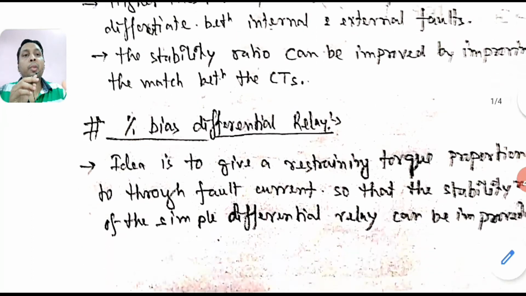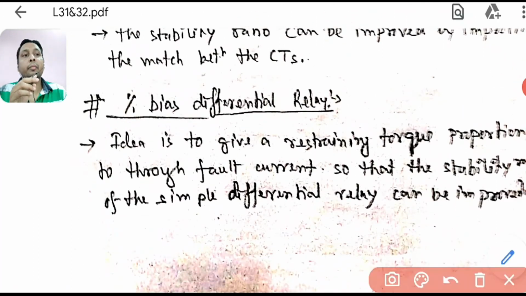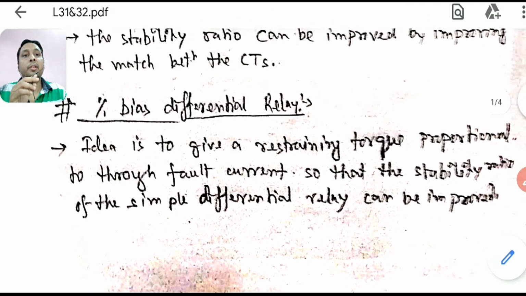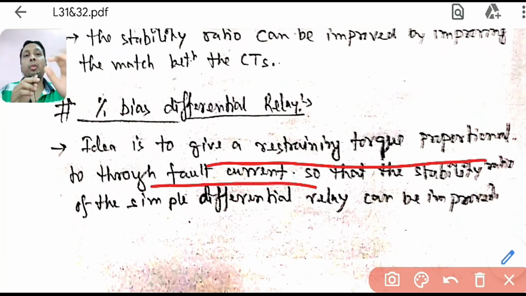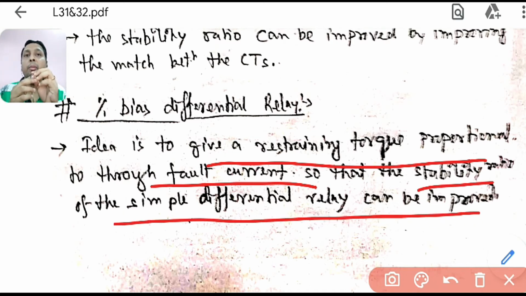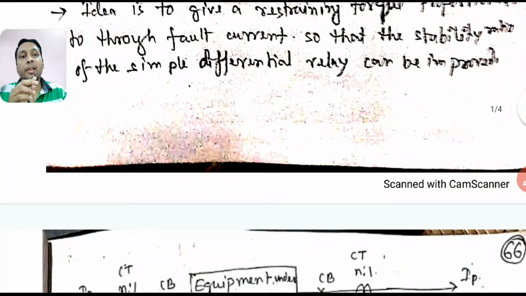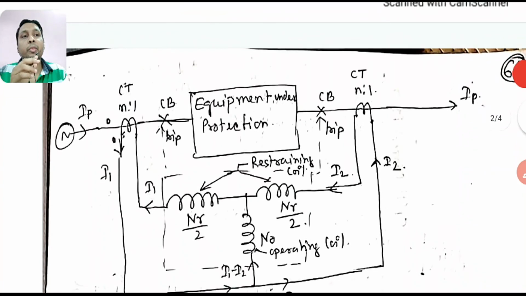So how will we implement this one? The idea is to give a restraining torque, that is a holding torque, which is proportional to your through fault current, so that the stability ratio of the simple differential relay can be improved. This is the basic idea on which it is working. So how will we do it? Let's see the diagram first.